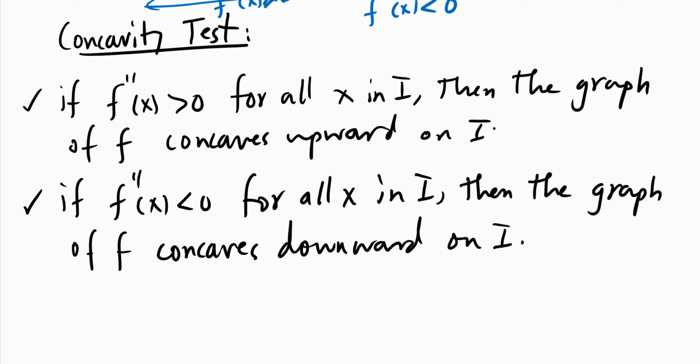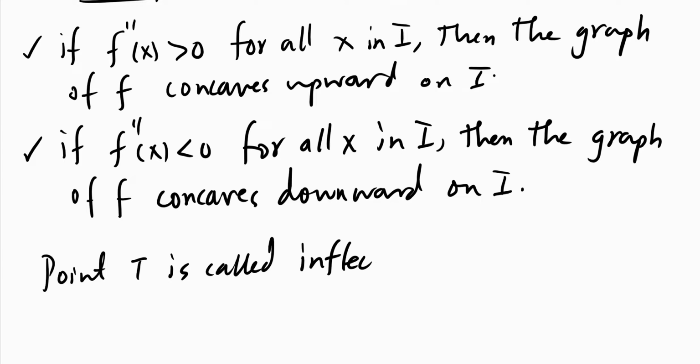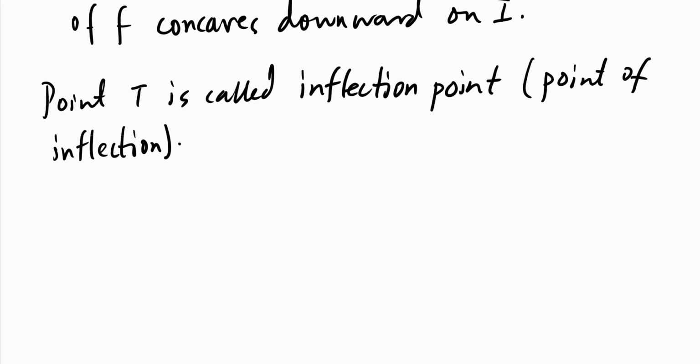Now that point t that I put here, I labeled up there. That point t is called an inflection point. That's when the graph changes its concavity from up to down or from down to up. It's called an inflection point, or some people call it a point of inflection.